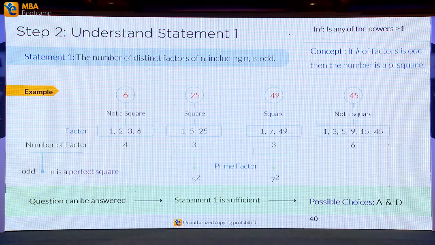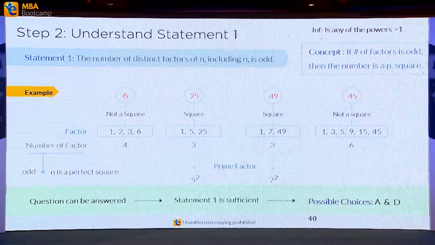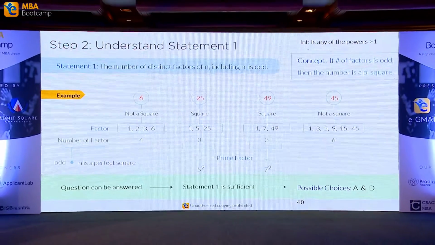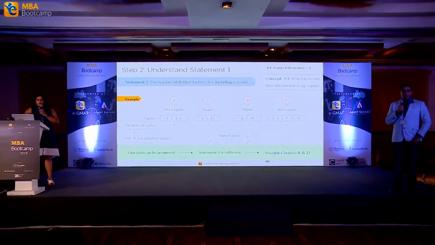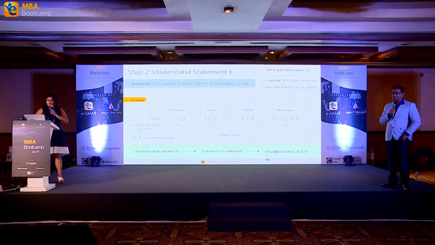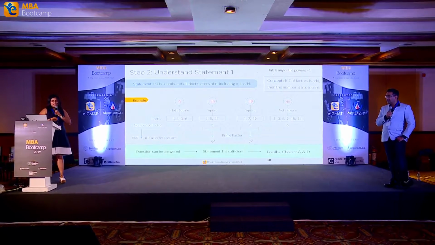How many of you know the concept that if the number of factors of a number is odd, then that number is a perfect square? Show of hands. A number of you, right? How many of you know the concept of how you represent a number in terms of its prime factors? Almost all of you. So you guys know the concept. What you don't know is how to draw inferences from the question statement.